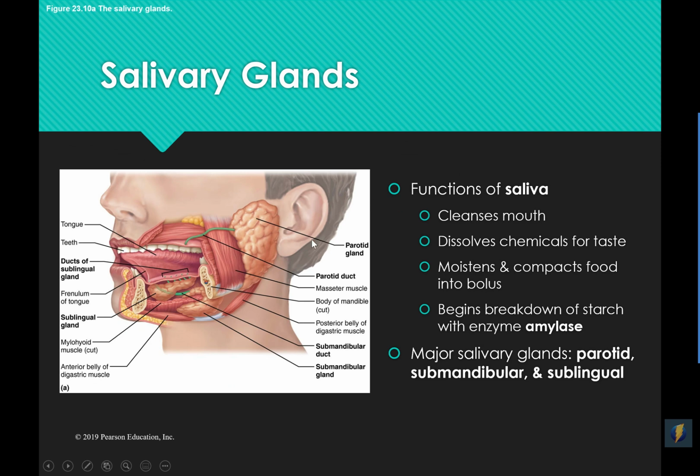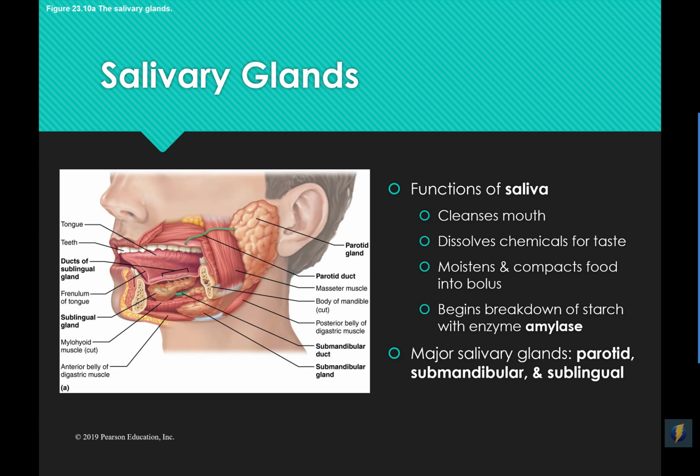There are several small salivary glands, but three primary big ones. The parotid gland, which sits just in front of your ear on the side of your mouth, the sublingual gland under the tongue, and then the submandibular gland towards the bottom of the mandible. This, of course, is what is producing the saliva.